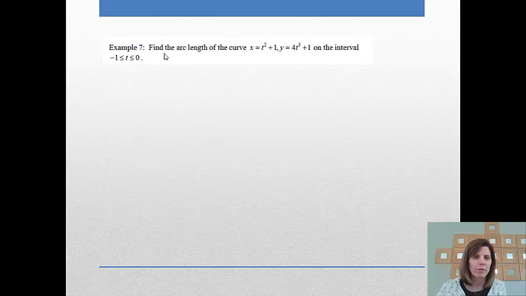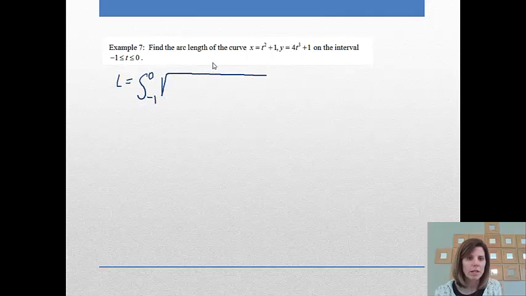Okay, so if we dig into this one, it says find the arc length of the curve x equals t squared plus 1 and y equals 4t cubed plus 1 on the interval from -1 to 0. So we just simply need to do my length will equal, it's going to go from -1 to 0. When I set it up, the derivative of the x will be 2t, and we'll square it, and then plus the derivative of the y part will be 12t squared, and we'll square that.